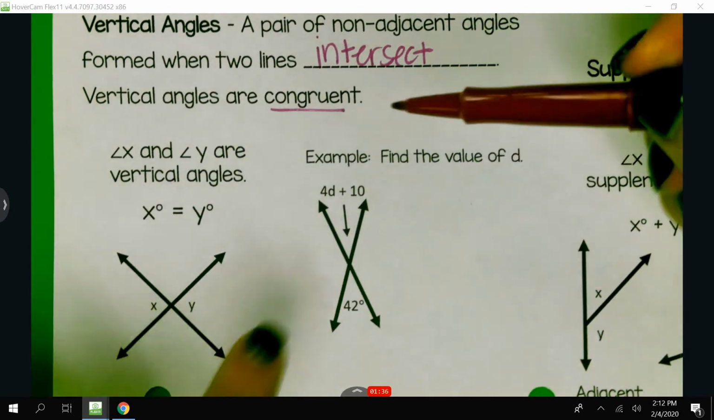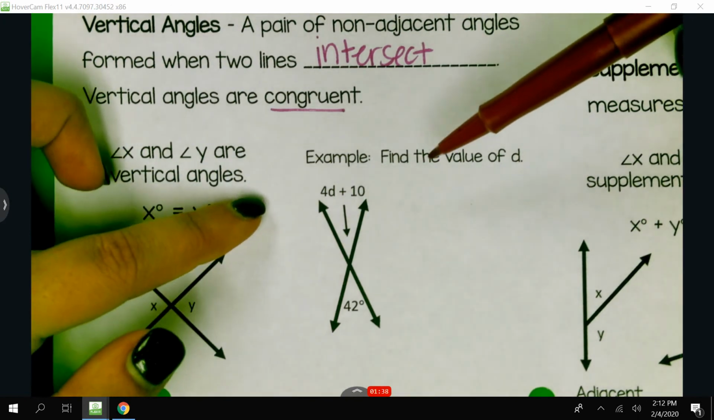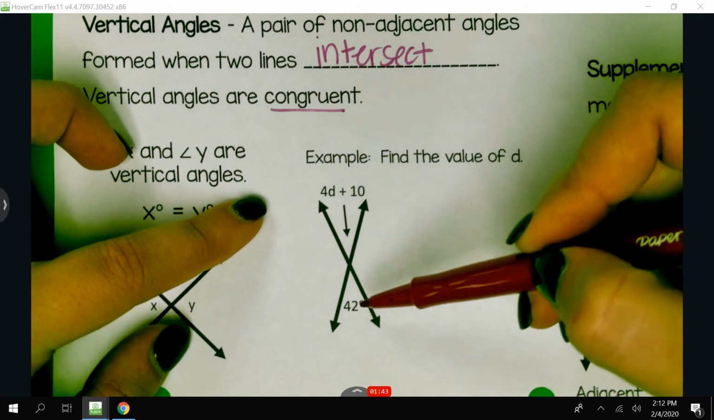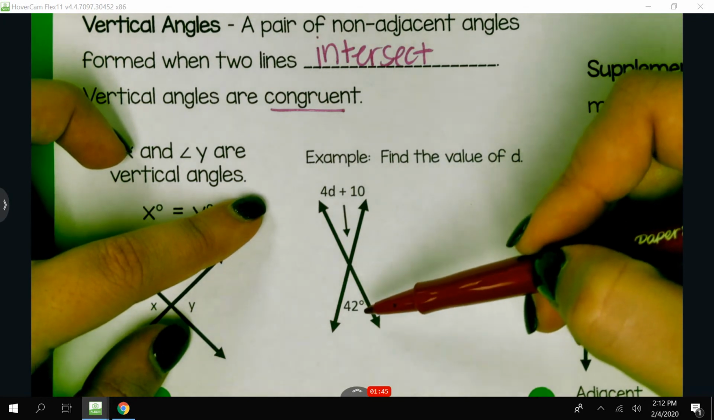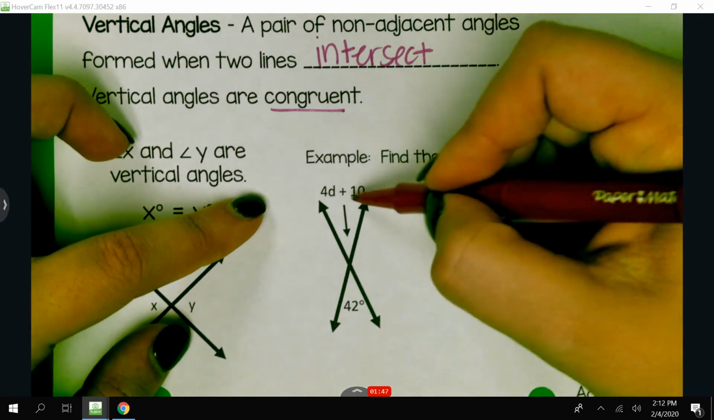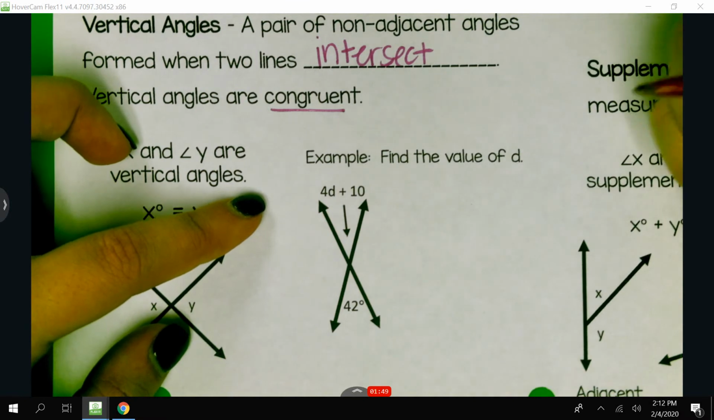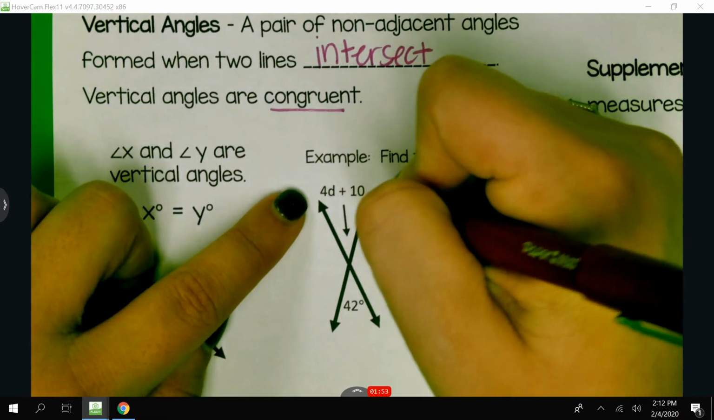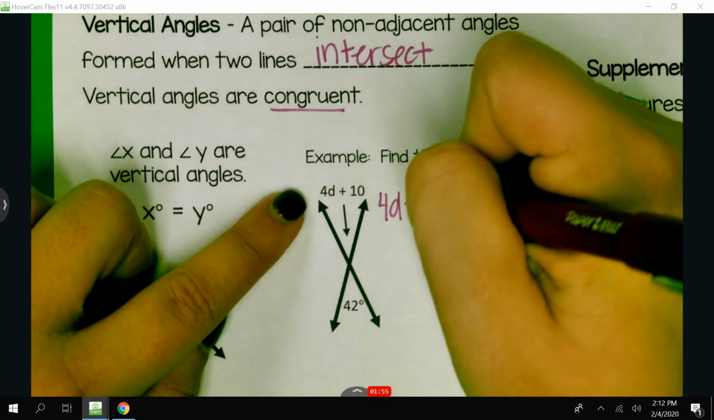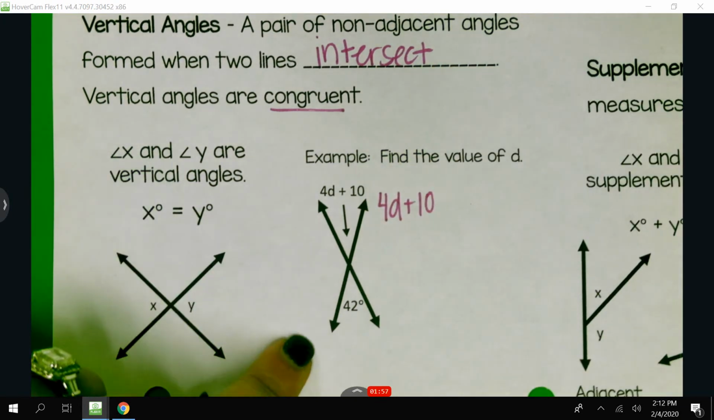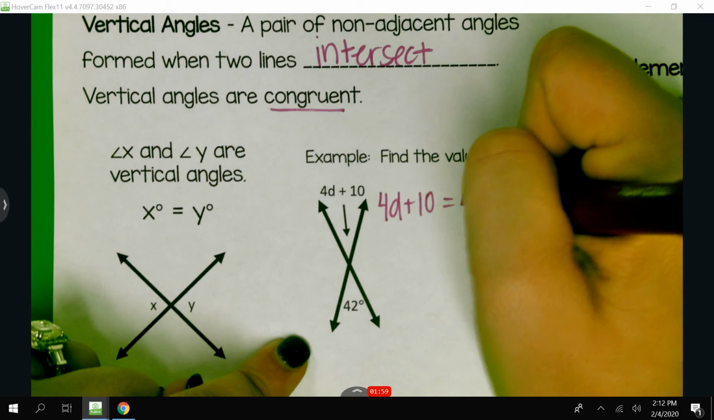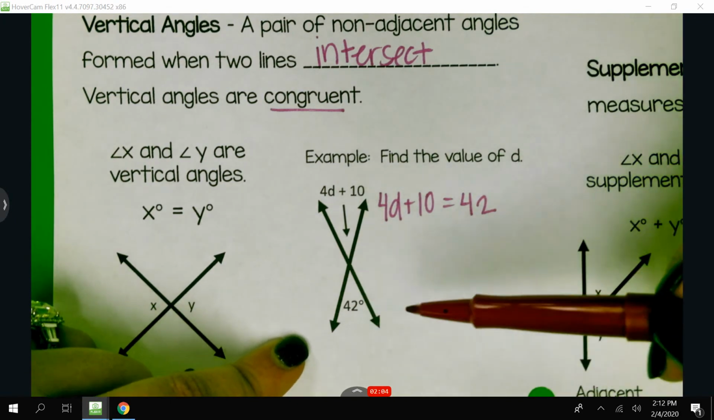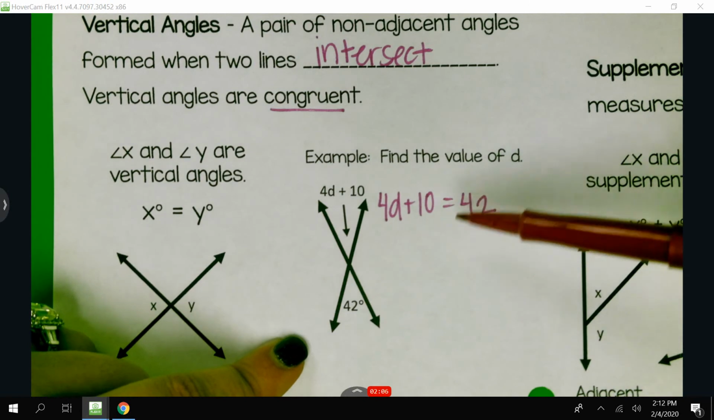Okay. In this next example, it says to find the value of D. So are these vertical angles? Yes. So that means we can set them equal to each other in order to solve for D. Okay. So we can set up an equation. So I would have 4D plus 10 equals 42. You're not adding them together because they are equal to each other. So you set them equal to each other.